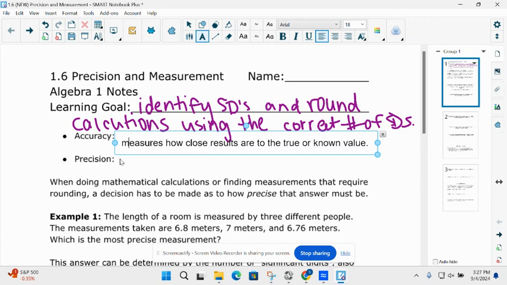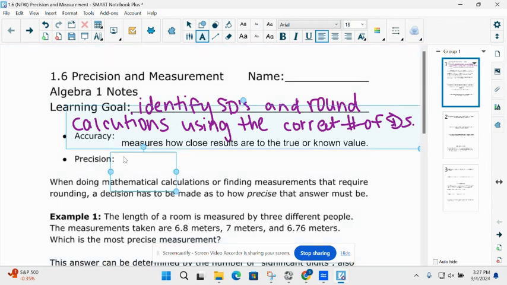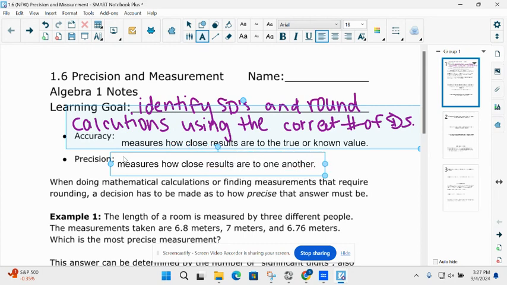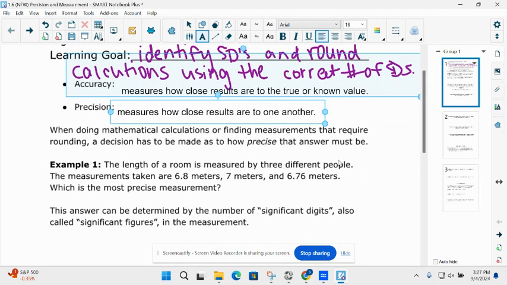Precision, on the other hand, measures how close the results are to one another. So if we found the average and how close those would be to the average, but not necessarily to the actual known value. When doing mathematical calculations or finding measurements that require rounding, a decision has to be made as to how precise that answer must be.